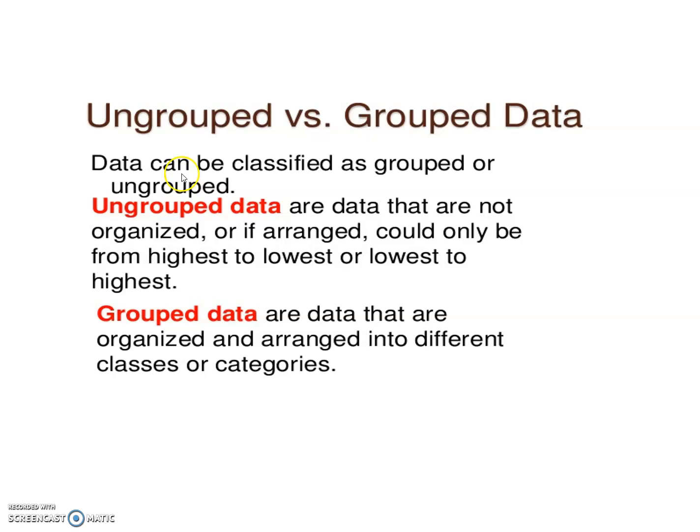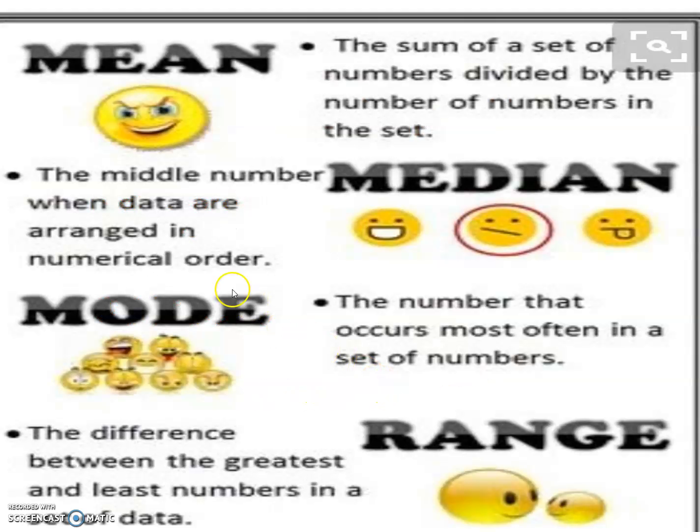Data can be classified as grouped or ungrouped. Ungrouped data are data that are not organized, or if arranged, could only be from highest to lowest or lowest to highest. Grouped data are data that are organized and arranged into different classes or categories.